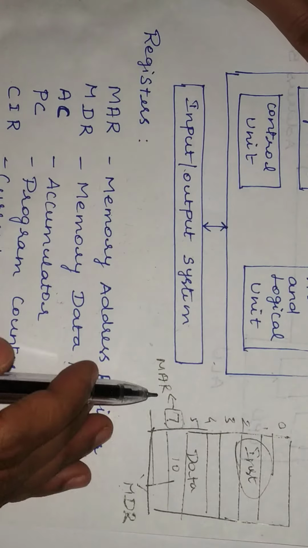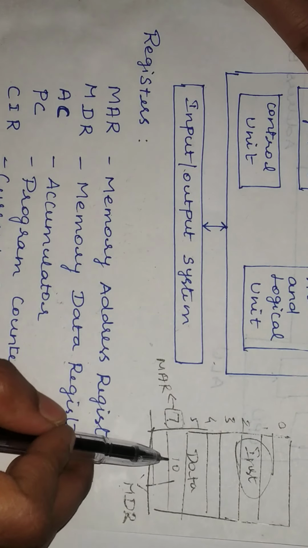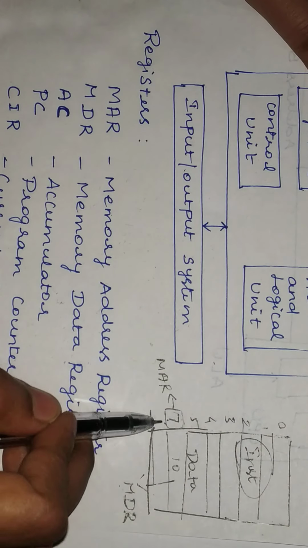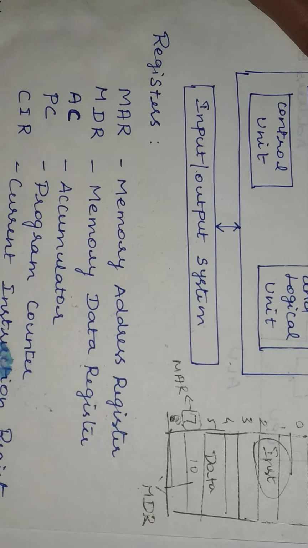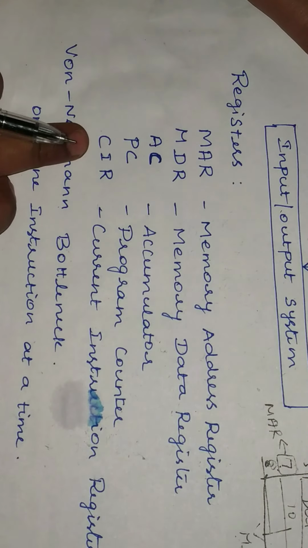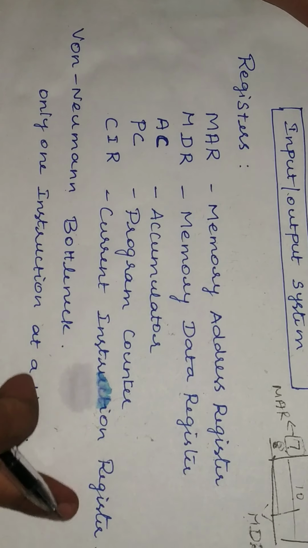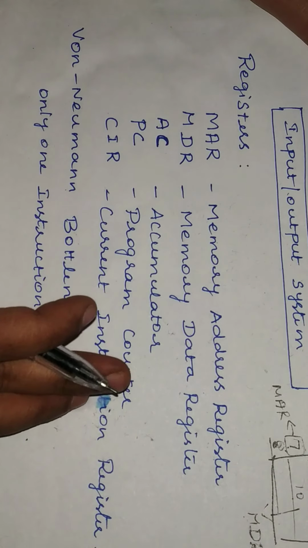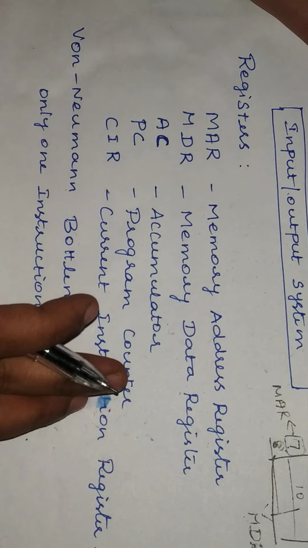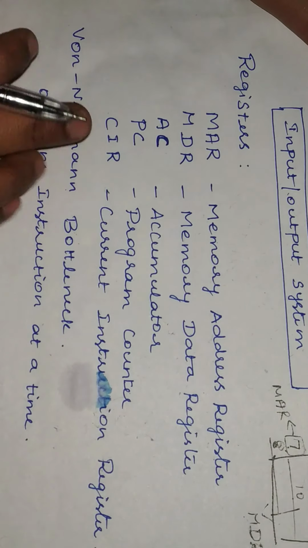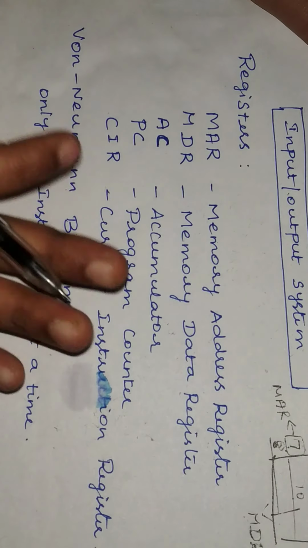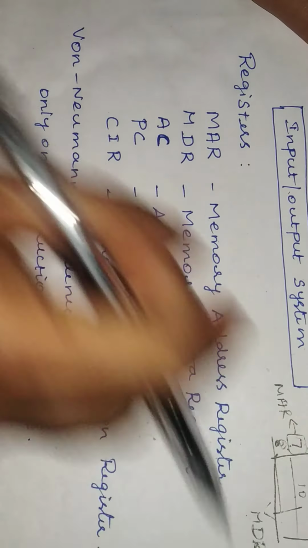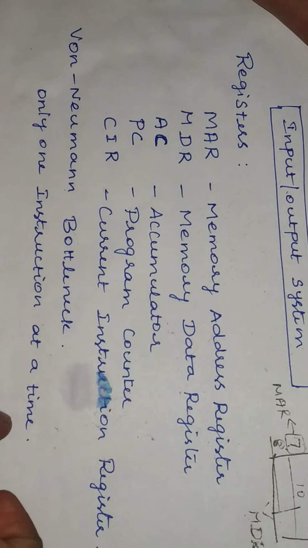If you take this example, this is the address of the current instruction, and the next instruction address is 8, so this will be stored in the program counter. What is the CIR? The current instruction register. Whatever instruction the processor is currently executing will be stored in this instruction register, not the address. The whole instruction itself will be stored in this instruction register.